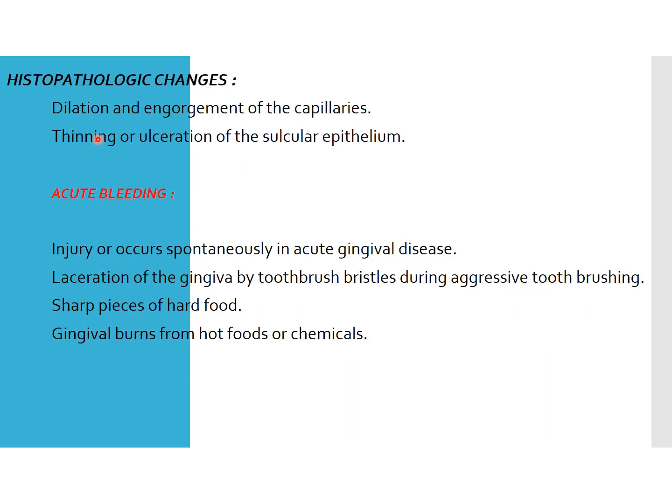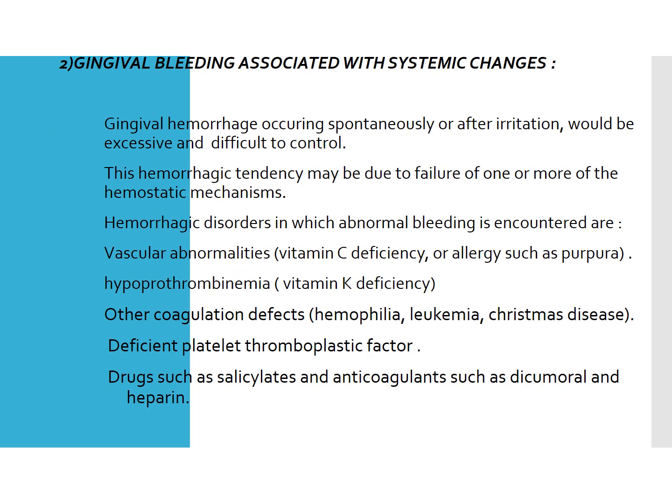Histopathological changes can be described as dilatation and engorgement of the capillaries, thinning or ulceration of the sulcular epithelium. Coming to acute bleeding, that can be due to acute causes like injury, or it occurs spontaneously in acute gingival disease like ANUG, a laceration of the gingiva by toothbrush bristles due to vigorous toothbrushing, sharp pieces of hard food, or gingival burns from hot foods or beverages.